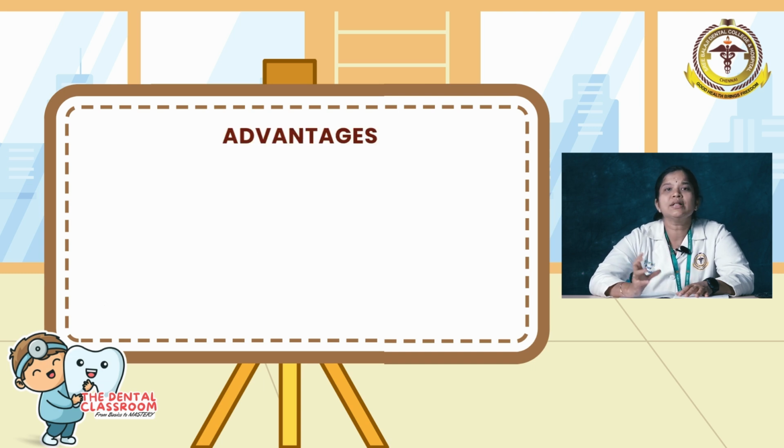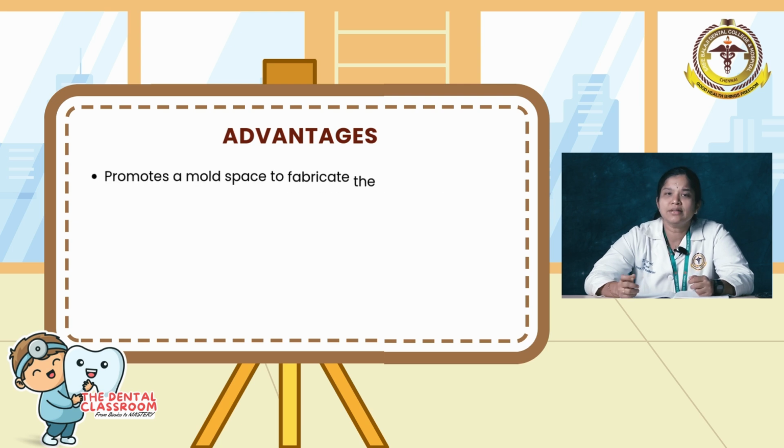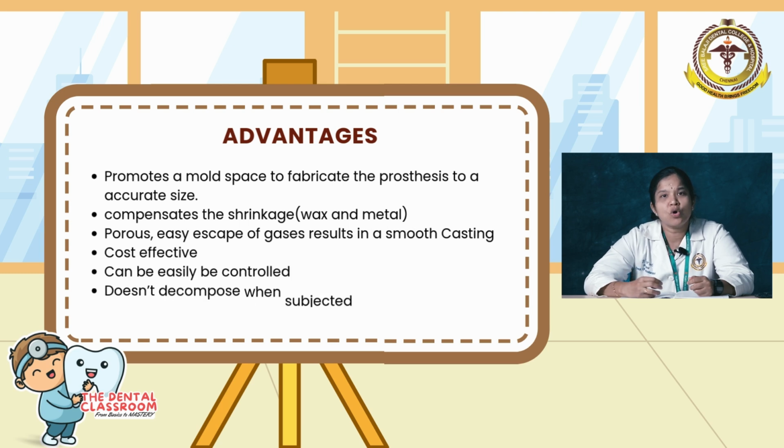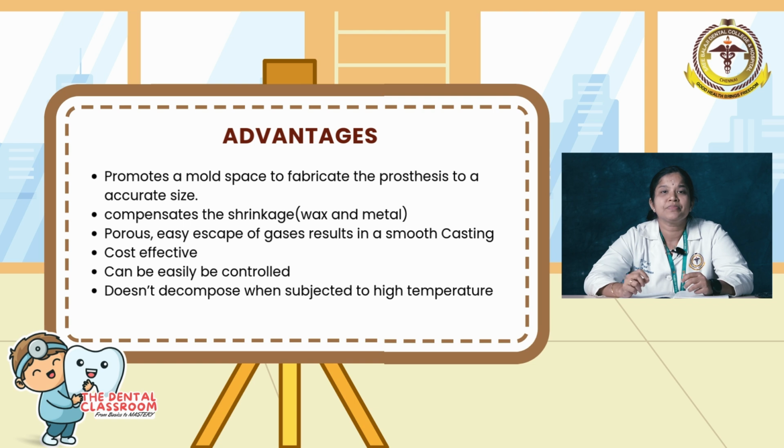Seeing all these types of expansion, the normal setting expansion, the hygroscopic setting expansion and the thermal expansion, what are the advantages of this investment material? As you all see, the first and foremost important advantage is it promotes the expansion of the mold space to fabricate a desired prosthesis toward accurate size casting. Thereby, it compensates for the wax shrinkage as well as the metal shrinkage which is happening in the casting procedure.